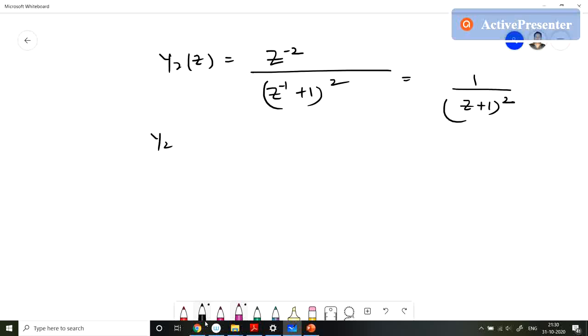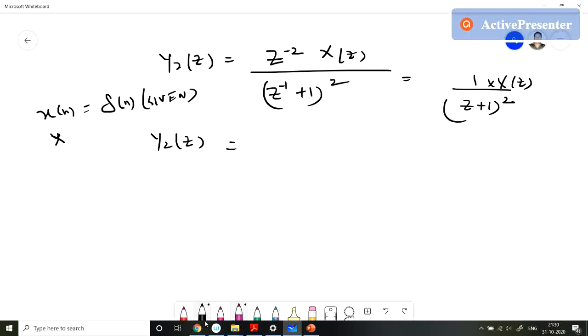So Y2(z) is basically multiplication of X(z). So what is X(z)? x(n) is given, x(n) is delta(n). So X(z) is given in the question. So X(z) is equal to 1. So Y2(z) is 1 divided by 1 plus z whole square, into 1.